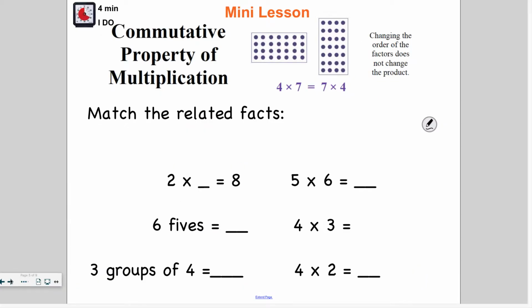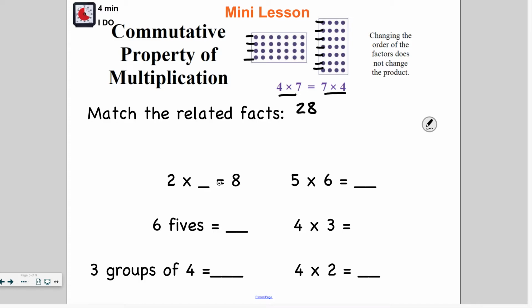Okay, so just to refresh your memory, the commutative property of multiplication just means that when you change the order of factors in multiplication, it does not change the answer. 4 times 7 is the same thing as 7 times 4. They both equal 28. And if you look at the arrays used to represent each, 4 times 7 is 4 rows of 7, and 7 times 4 is 7 rows of 4. And again, they both equal 28. So the answer, or the product, does not change.